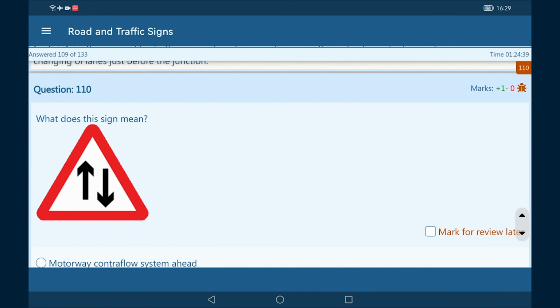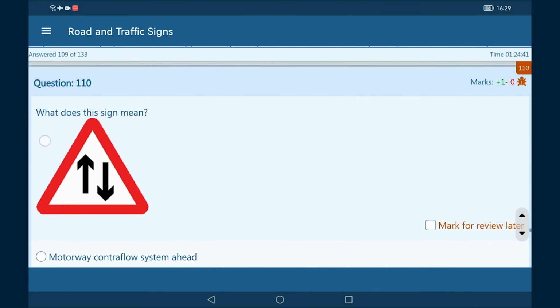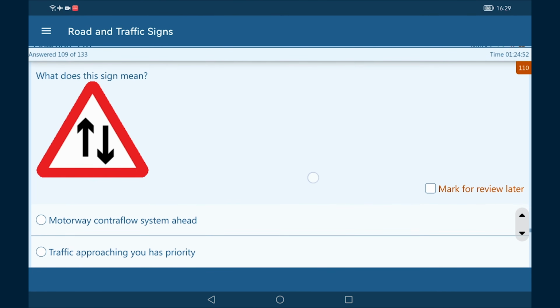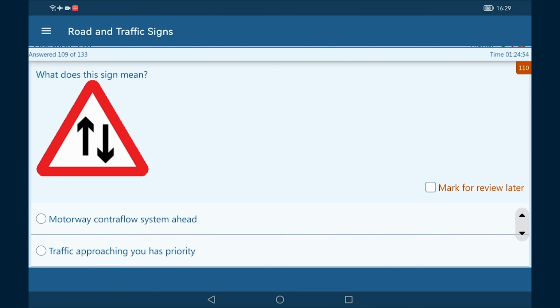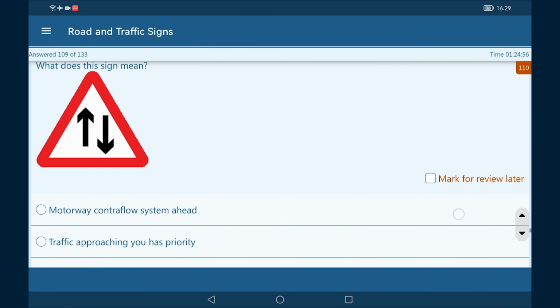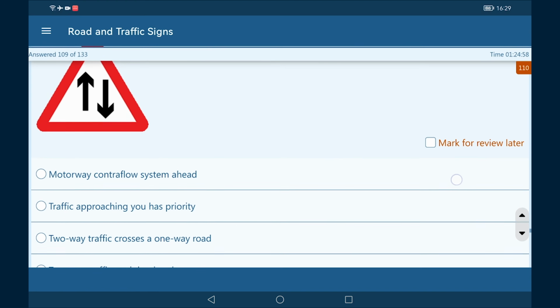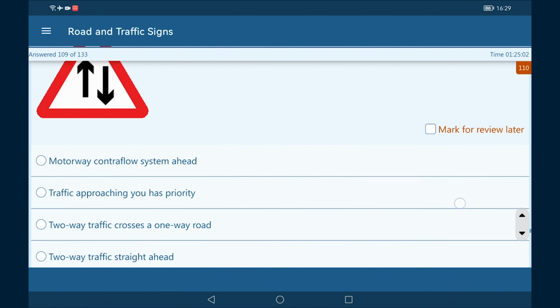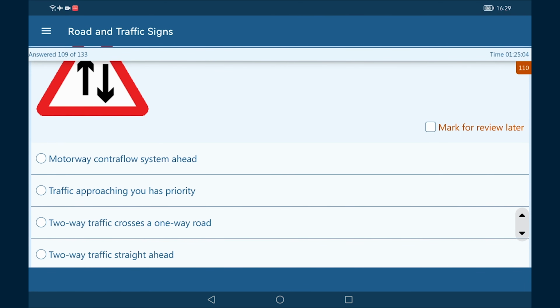Question 110. What does this sign mean? Option 1. Motorway contraflow system ahead. Option 2. Traffic approaching you has priority. Option 3. Two-way traffic crosses a one-way road. Option 4. Two-way traffic straight ahead. The correct answer is Option 4, that is two-way traffic straight ahead.